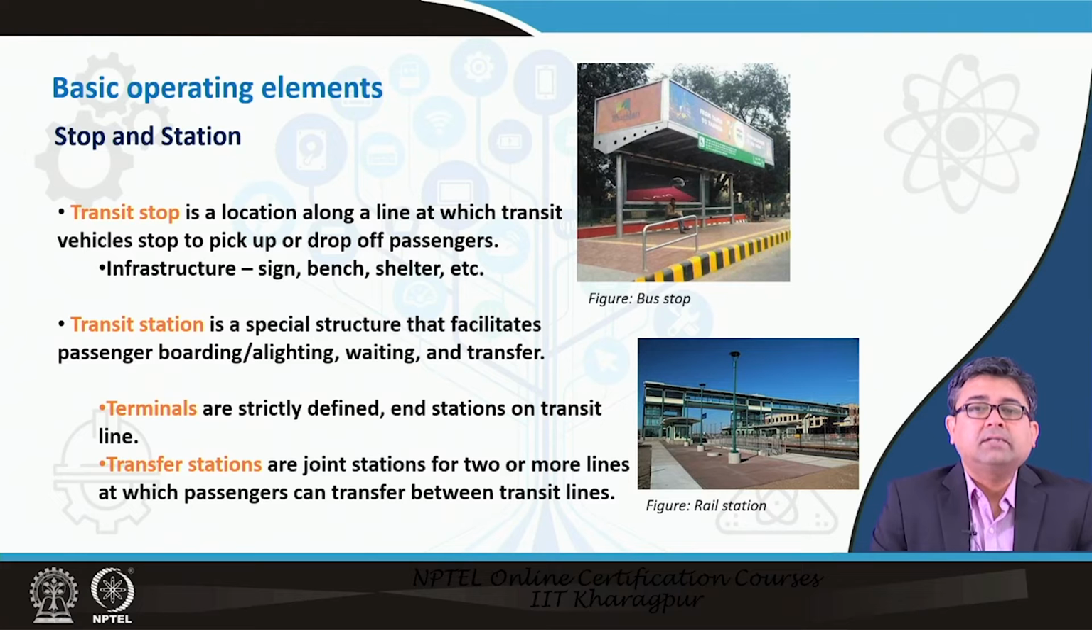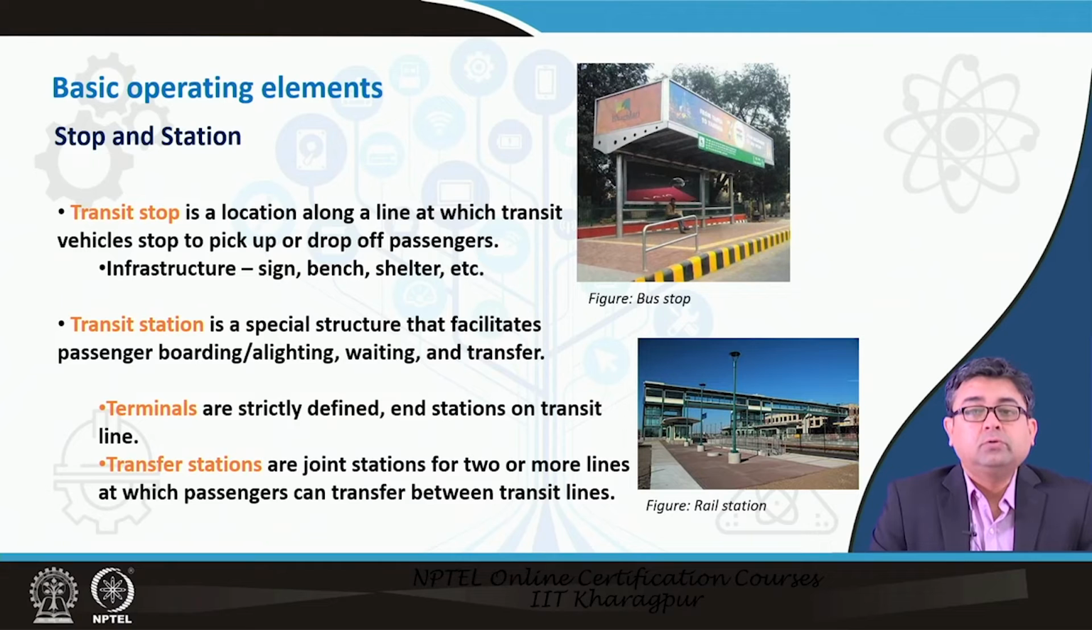Now, when we look at transit stations, there may be two different types. One is a terminal station and one is a transfer station. Terminal stations are strictly defined as the end stations on the transit line. Like we looked at the map earlier of the rail transportation network in Istanbul, Turkey, along the black transit line, we saw two terminals, one on the east and one on the west.